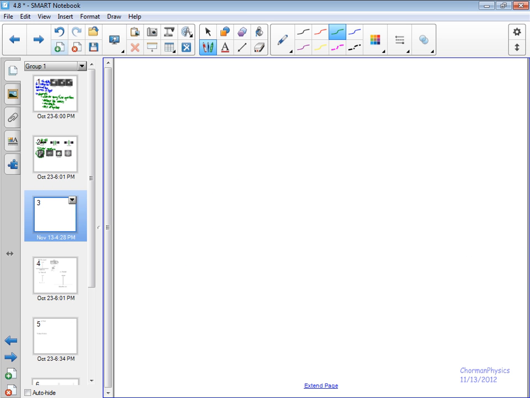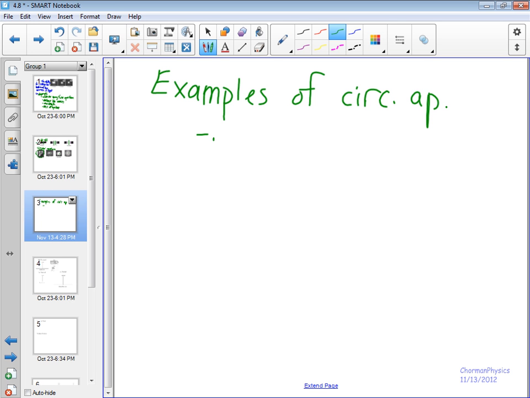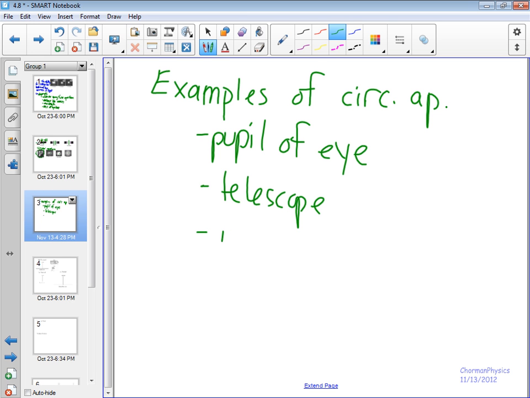Actually, really quickly though, we have some examples of circular apertures. I said it, but let me at least write it out. Circular aperture. The pupil of an eye. I said a telescope, and I think you can also consider a microscope. Same thing.